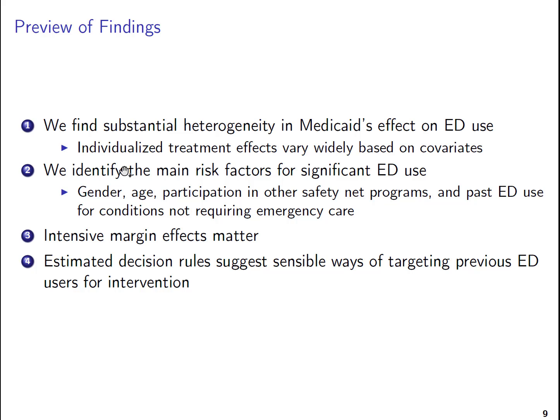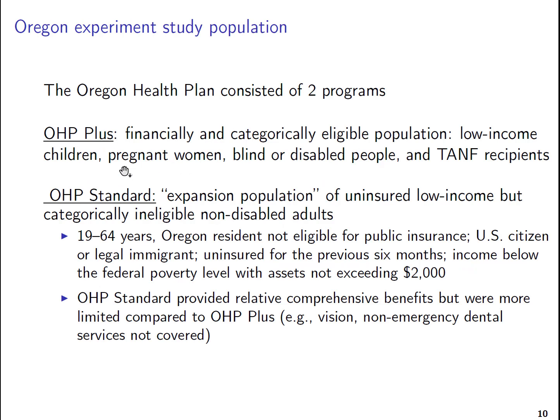Okay. All right. So, to just recap and talk a little bit about the study population in Oregon, there are actually two different programs. The first one, which is OHP Plus, is the non-lottery program. That's the program for those who are categorically eligible based on federal guidelines. So these are going to be low-income children, pregnant women, blind and disabled people, and TANF recipients. If you fall in these categories, you will be federally eligible, and you certainly can receive OHP Plus.